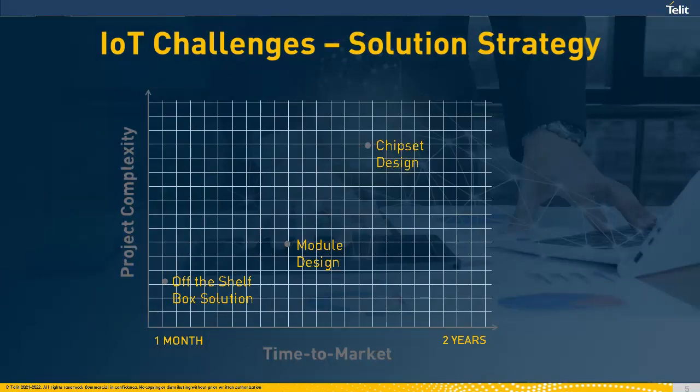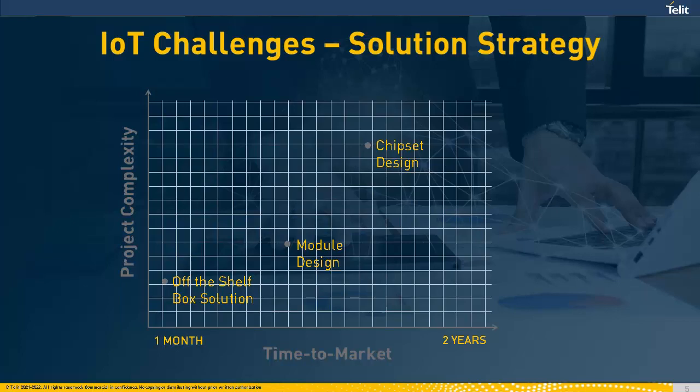We can tackle all these challenges using different strategies, as we can see in this simplified graph. On the top right, we can have the chip-down design approach. This for sure gives you the maximum flexibility, but the cost in terms of project complexity and time to market will be for sure very high.